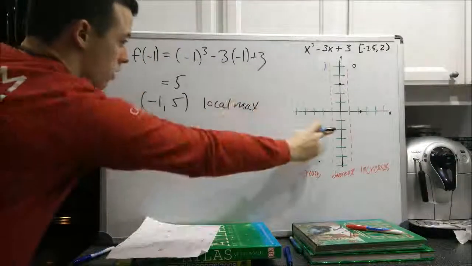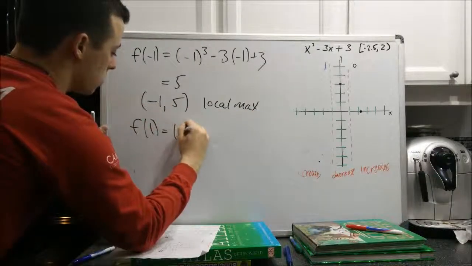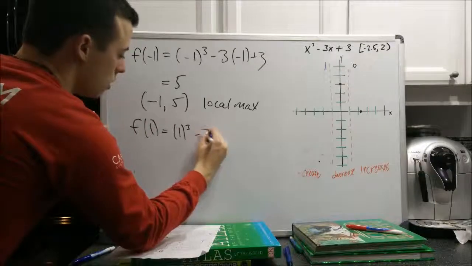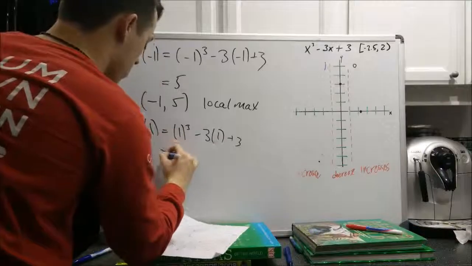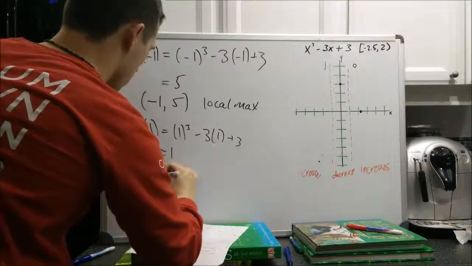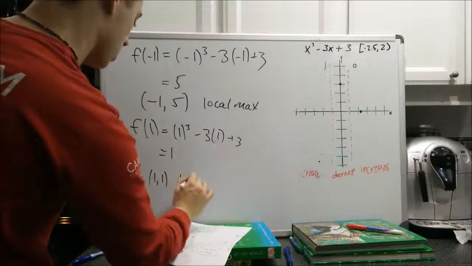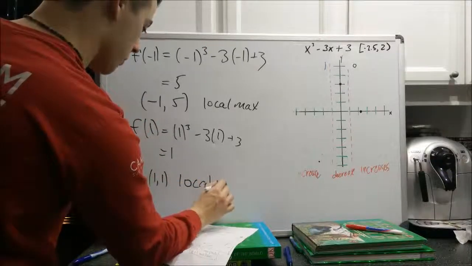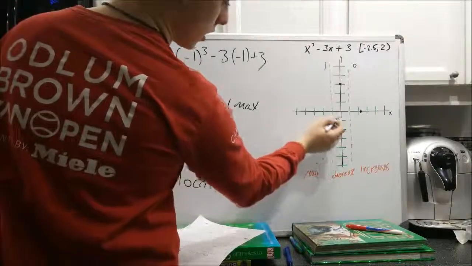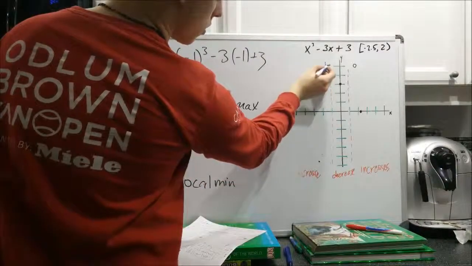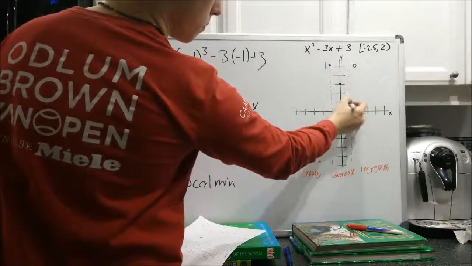We're going to solve the other one, the other orange line, this one right here. f of 1, just put it back in, and that's equal to 1, which means at 1, 1 is our local minimum. So -1, 5 is our local maximum, and 1, 1 is our local minimum.